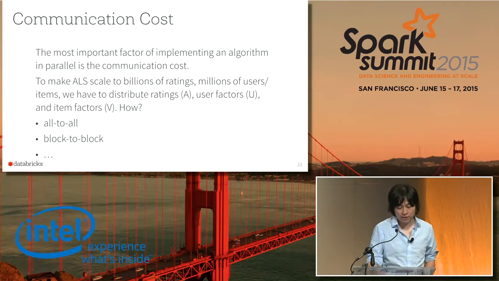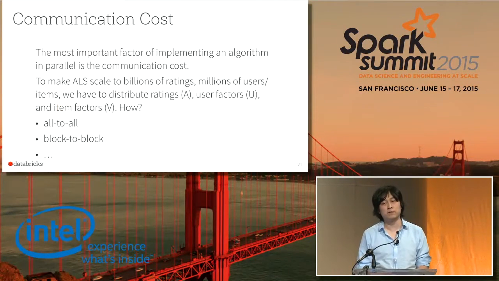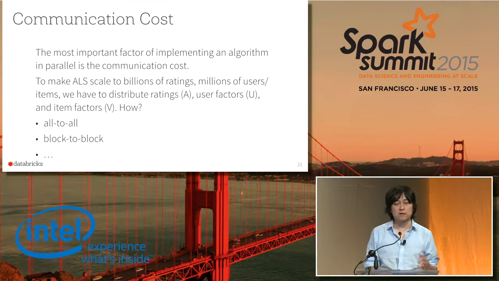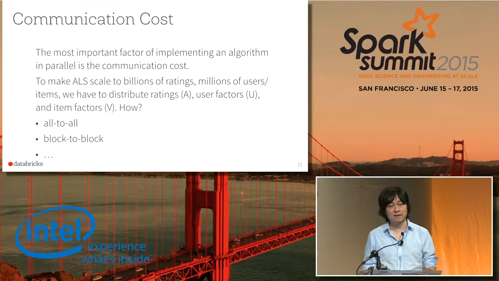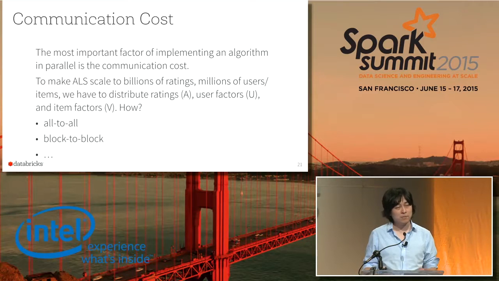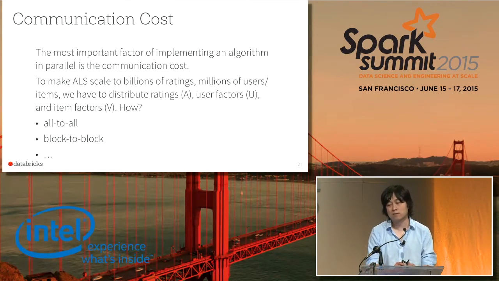The first thing you should consider if you implement some algorithm on Spark is the communication cost. Not every machine learning algorithm was designed for a parallel system. It may work well on a single machine, but when you just translate it into a parallel system, it may be really slow just because of the communication cost.